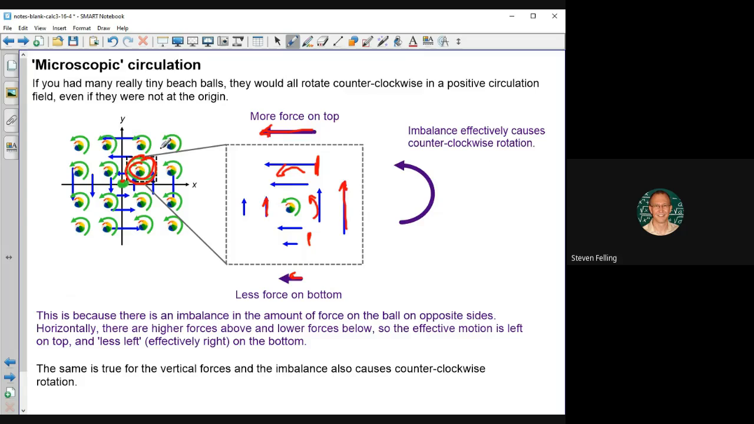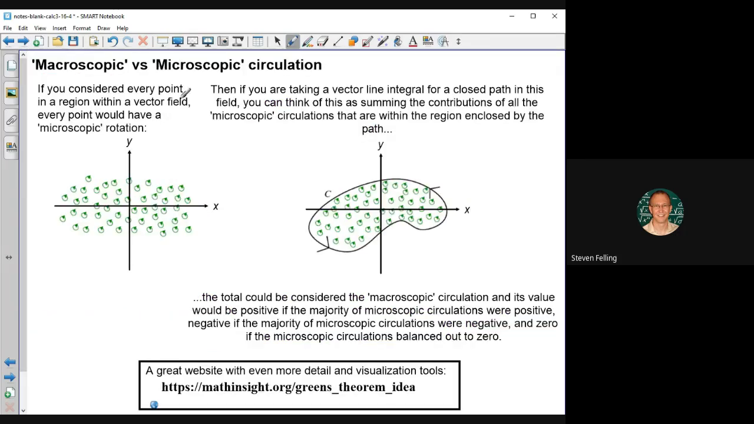All right. So really, circulation has to do with imbalances in the forces at a particular point. Maybe we could refer to that as microscopic circulation. In other words, there's an infinite number of points here, and at every point there's a little circulation. In this case, all of those circulations would be positive. So if you consider that every point in a region within a vector field has positive circulation, then there would be little microscopic circulations all throughout that field.